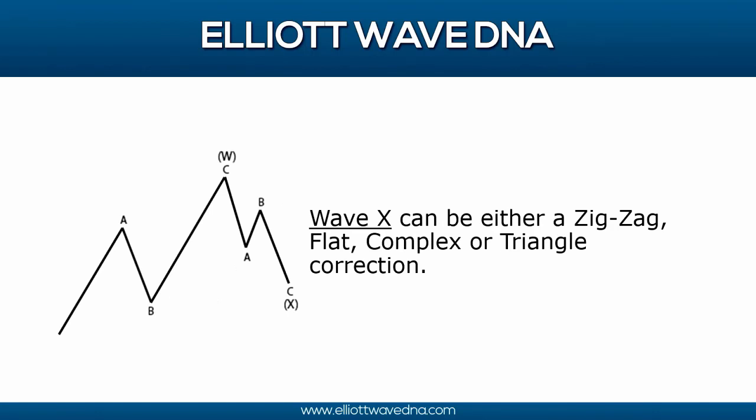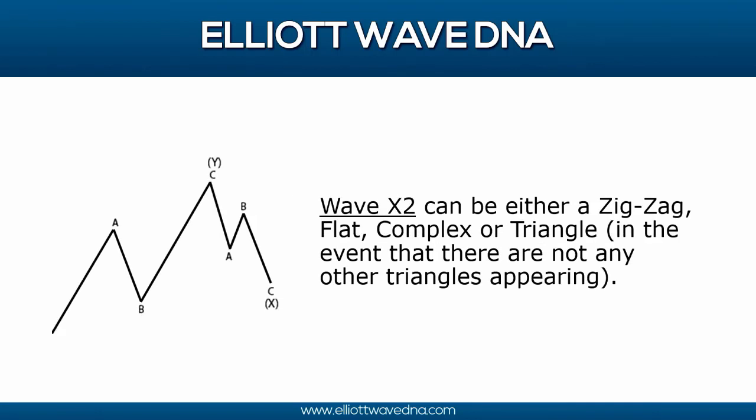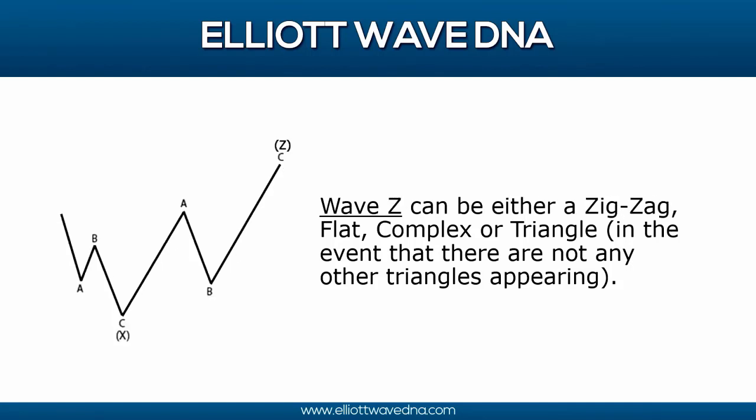Wave X can be either a zigzag, flat, complex, or triangle correction. Wave Y can be either a zigzag, flat, or a complex correction. Wave X2 can be either a zigzag, flat, complex, or triangle, in the event that there are not any other triangles appearing already. Wave Z can be either a zigzag, flat, complex, or triangle, in the event that there are not any other triangles appearing.